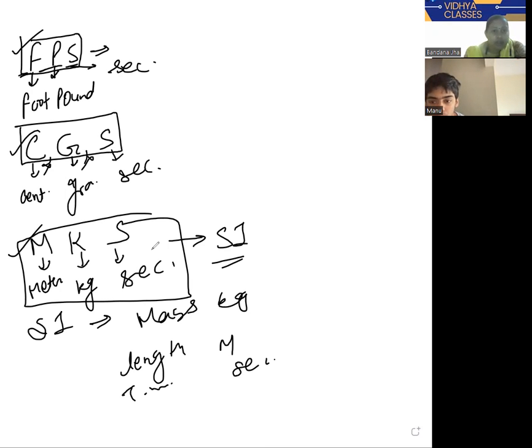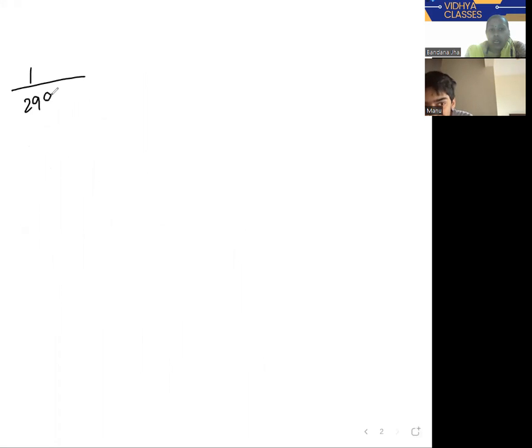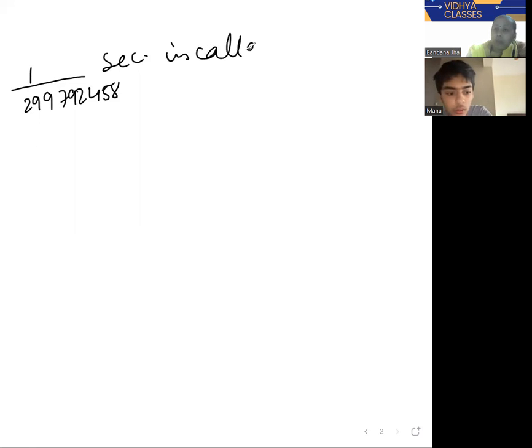Now, if someone asks you how much distance is traveled by light in vacuum, and you have to tell it in seconds, then how much will it be? Write this value, because this value is very important. 1 upon 2 9 9 7 9 2 4 5 8 seconds. The distance traveled by light in vacuum in 1 upon 299792458 second is called 1 meter.